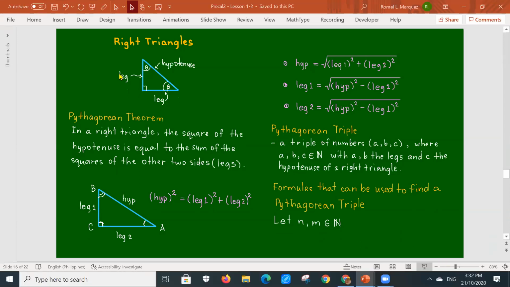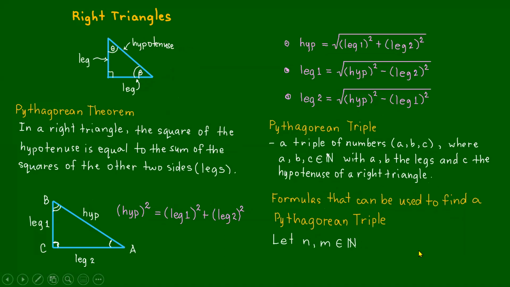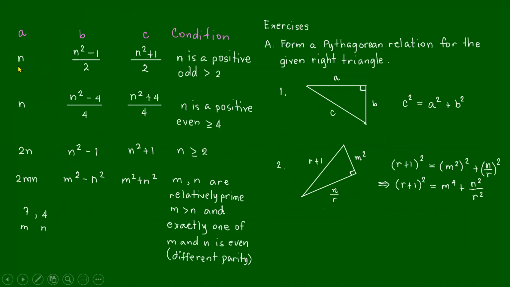So we now have, let's say I have n, guys. I have n. So this is my leg, no? With the condition that n is a positive odd number greater than 2. So what is an example of a value of n, which is one of the legs?